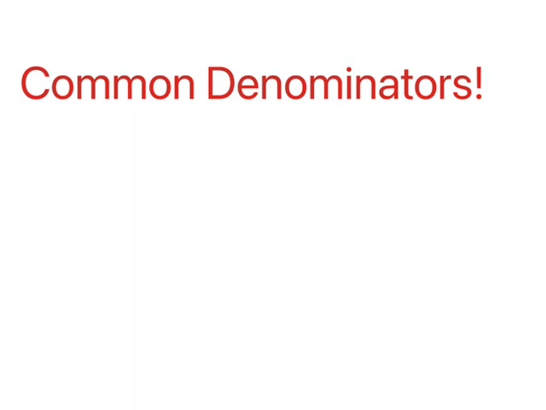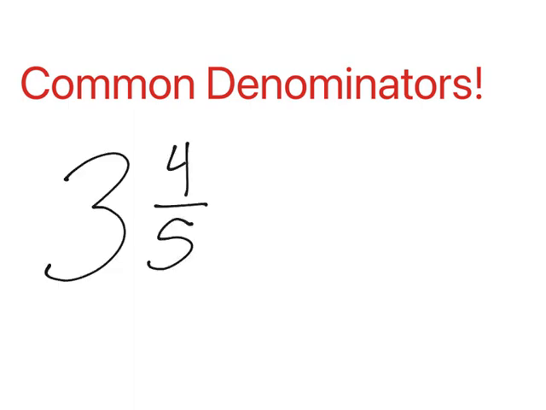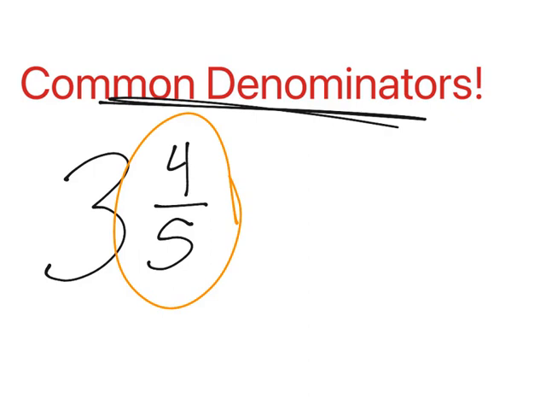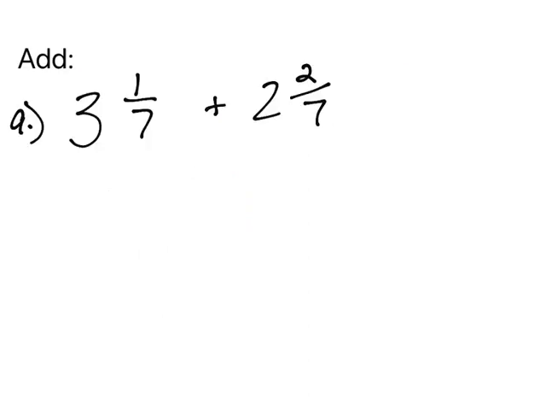Add mixed numbers. So just to refresh, a mixed number is a whole number and then some type of fraction. The key when adding is we still need common denominators. So when we're looking at the fractional part of a mixed number, that's where we need to make sure we have common denominators. So let's go ahead and look at this.